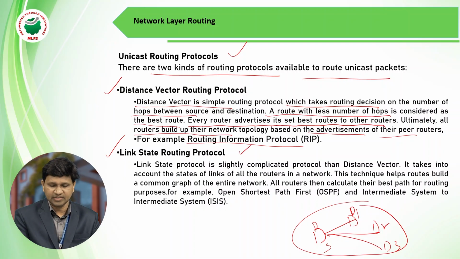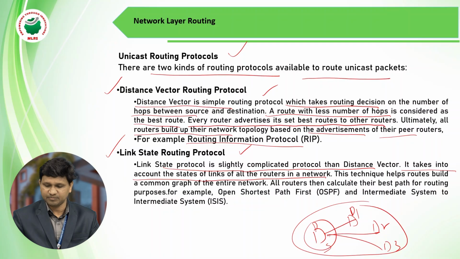Link state routing protocol. The link state protocol is more complicated than distance vector. It takes into account the states of the links of all the routers in the network, and all these states are maintained. This technique helps routers build a common graph of the entire network. All routers then calculate their best path. For example, Open Shortest Path First and Intermediate System to Intermediate System.